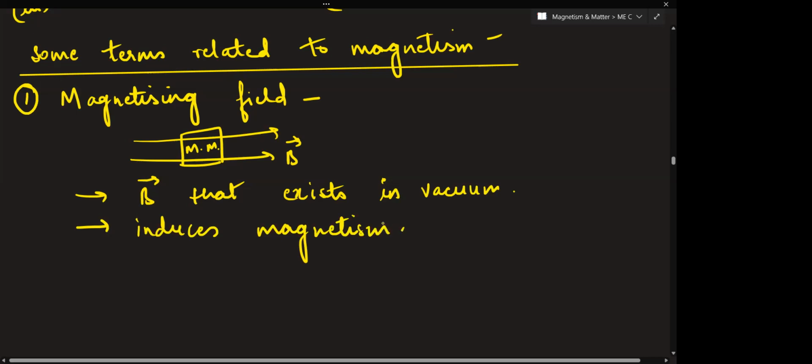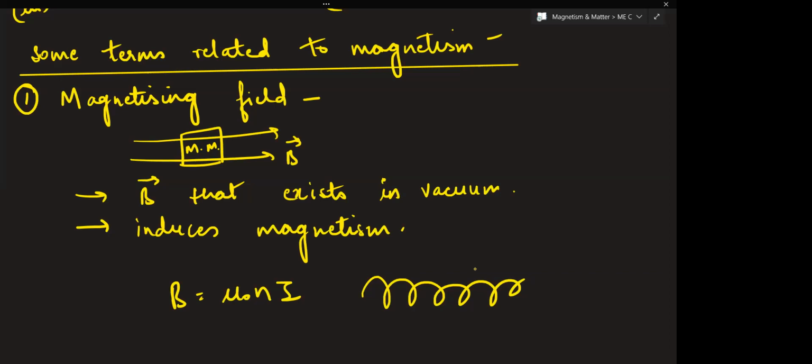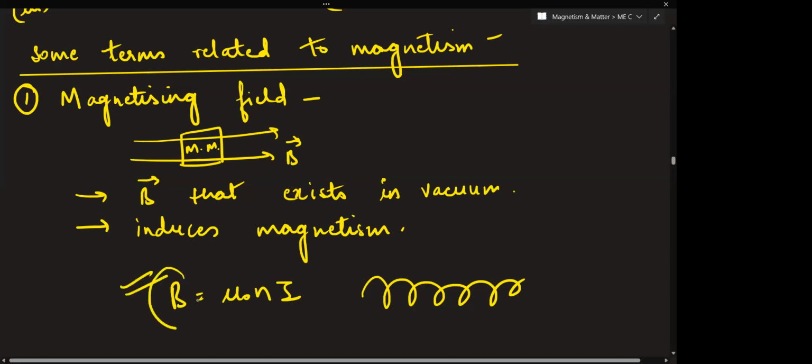Then we call that field a magnetizing field. The best example you can take is a solenoid, where we use the formula B equals mu naught nI. All these wires are turned, made in the form of wound rings. So if a solenoid has n number of turns per unit length, then the magnetic field set up in the solenoid is given by this relation. Then we call this a magnetizing field, not a magnetic field.